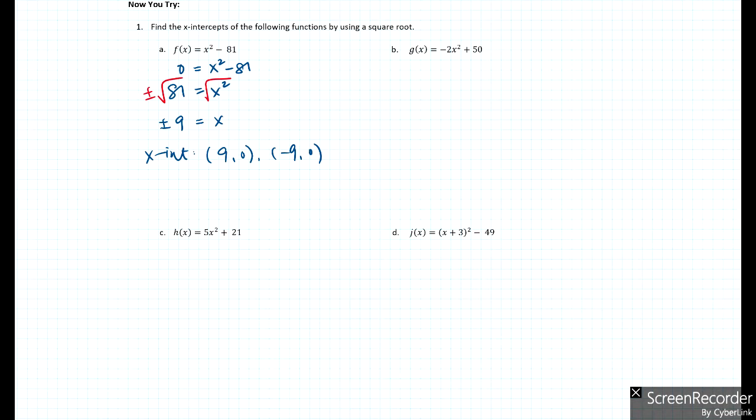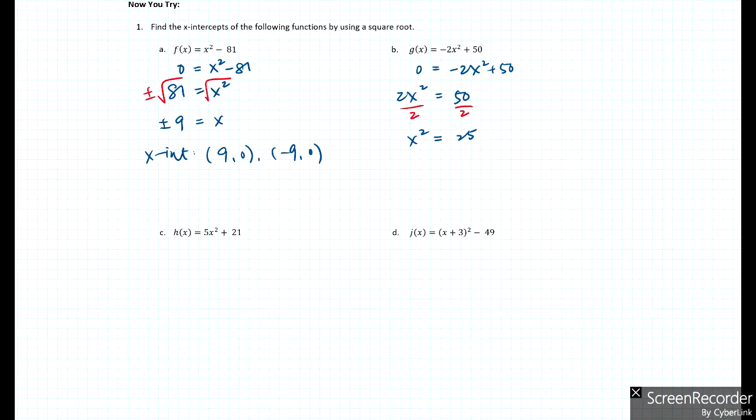Now for part B, we want to set 0 equal to negative 2x squared plus 50. Again, I'm going to add 2x squared on both sides, just so I don't have to deal with negative coefficients all over the place. And here, to get the perfect square by itself, I would have to divide by 2 on both sides, just so I can get x squared by itself. And that's equal to 25.